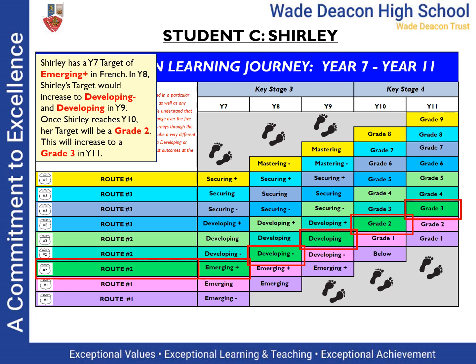And finally, Student C, Shirley, has a Year 7 target of Emerging Plus in French. In Year 8, Shirley's target would increase to Developing Minus and Developing in Year 9. Once Shirley reaches Year 10, her target will be a Grade 2, and this will increase to a Grade 3 in Year 11.